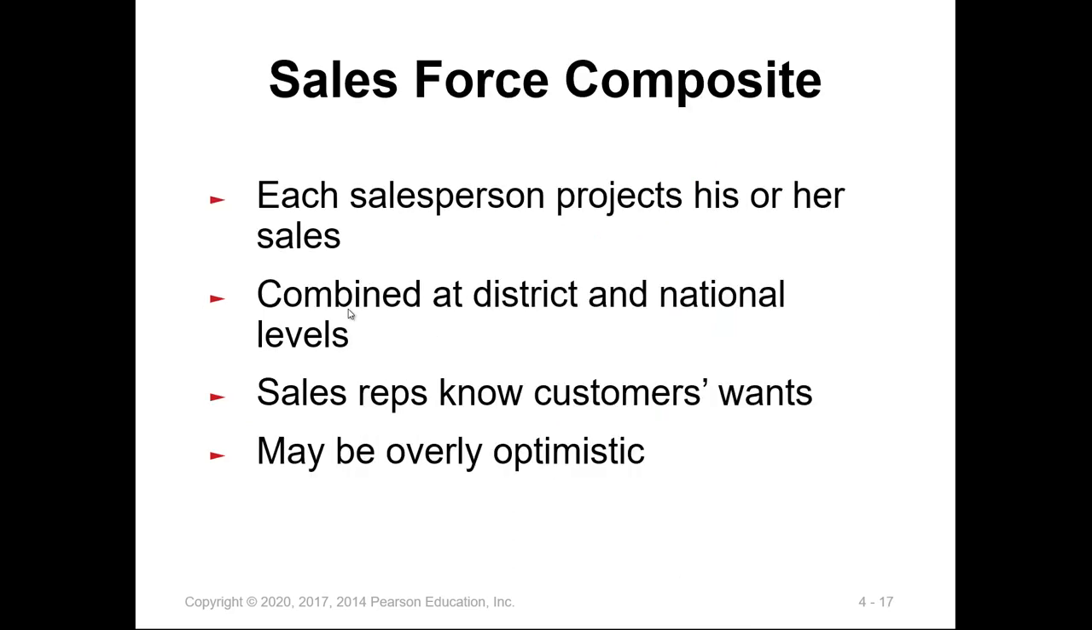The third qualitative method is Salesforce Composite, in which each salesperson projects his or her own sales. The sales will be combined at district and national levels. Since sales representatives interact directly with customers, they know what a customer wants. The problem with this method is that it tends to be overly optimistic, and the sales might be inflated by the salesperson or the district.